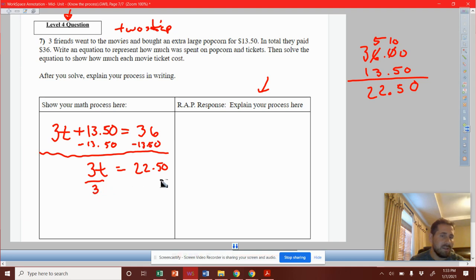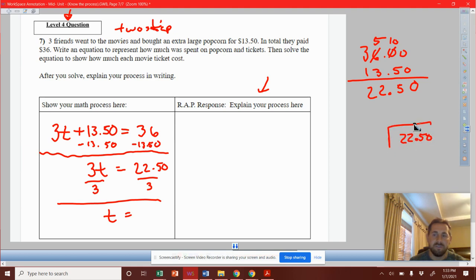We have to divide by 3 and divide by 3. So we get t by itself now, or 1t. And then we have to figure out what's 22.50 divided by 3. So here's 22.50. I'm going to go ahead and put a decimal up just so I don't forget it later. How many 3's go into 2? 0. How many 3's go into 22? That's 7. 3 times 7 is 21.